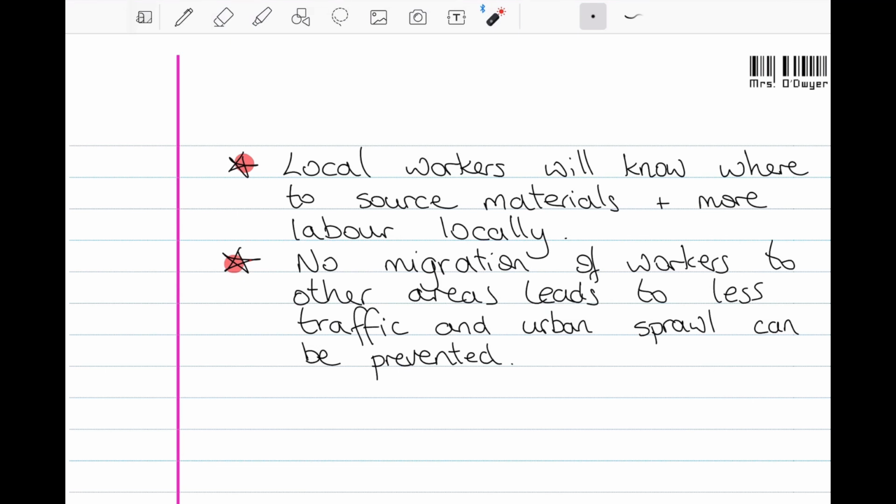And then the last one, not the most important one, but one that is important: there is no migration of workers to other areas, and that leads to less traffic on the roads, and urban sprawl can be prevented, etc., etc.